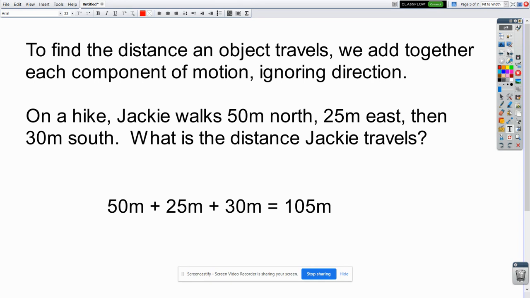To find that distance, I would take each of those three components of motion, the 50 meters north, the 25 meters east, and the 30 meters south, and add them all together, ignoring the direction that we're traveling. So just 50 meters plus 25 meters plus 30 meters. Jackie has traveled 105 meters. Again, this is a distance because it tells us how far Jackie has traveled. She's the object in motion, and what we're being told is how far she has gone.